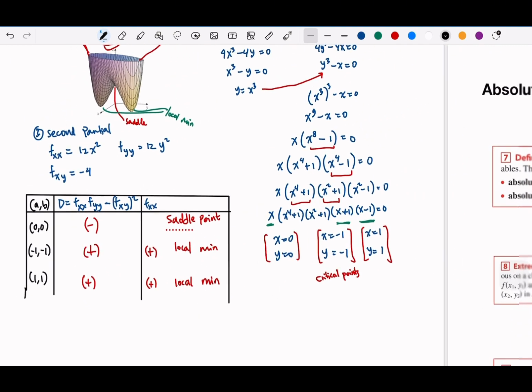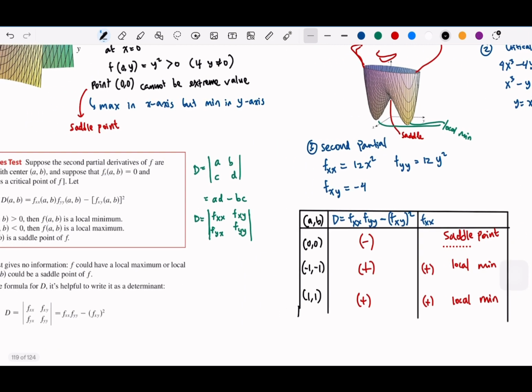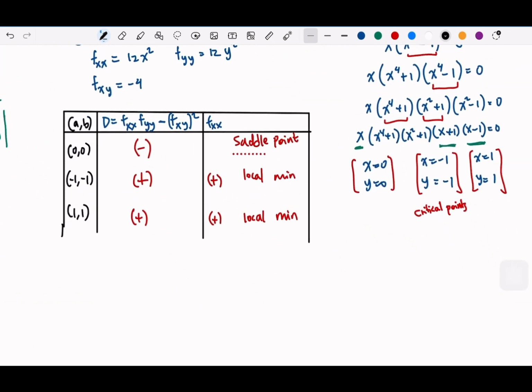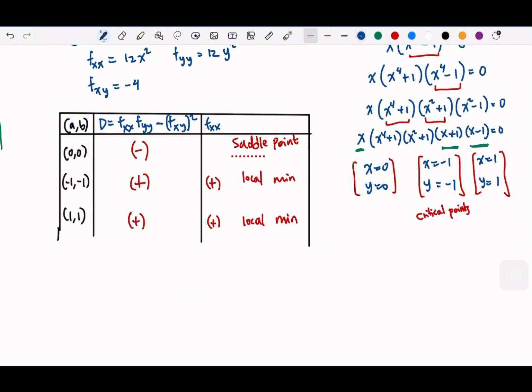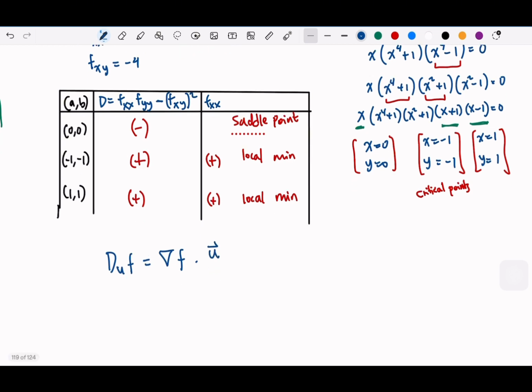Okay, so if you're interested in finding how we get this formulation for D, it's actually from directional derivatives, but I think I will just show you how it goes, but not completely. So we start with the directional derivative, which is del f dotted with a unit vector, let's say u. Let's say u is (h, k).